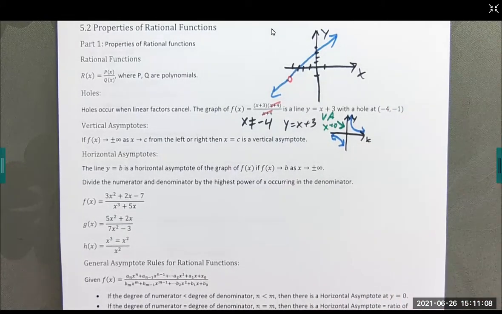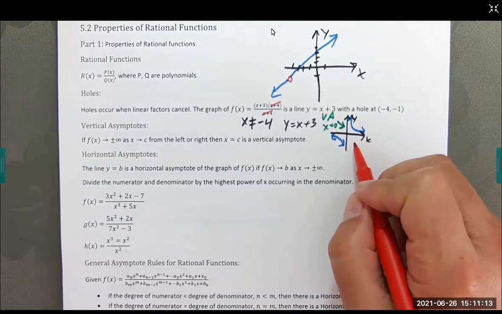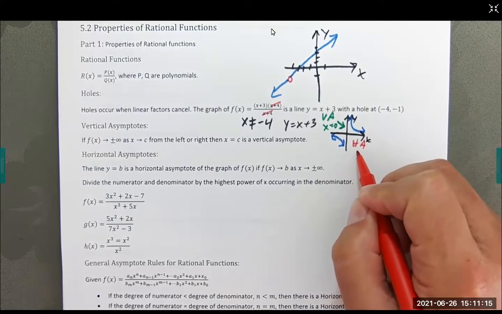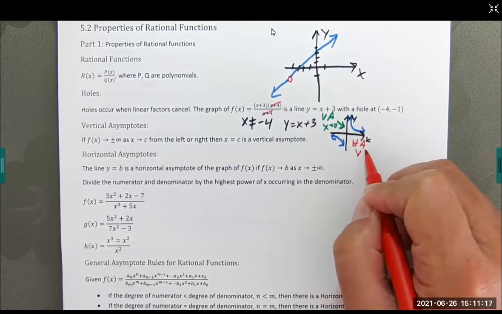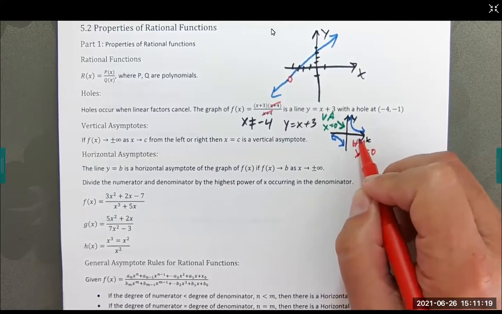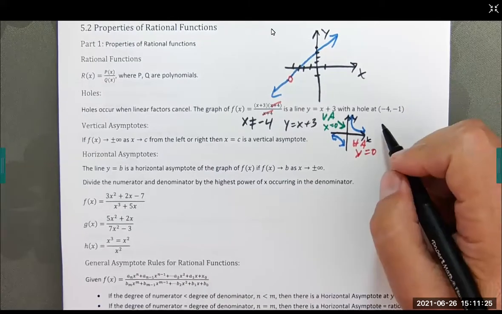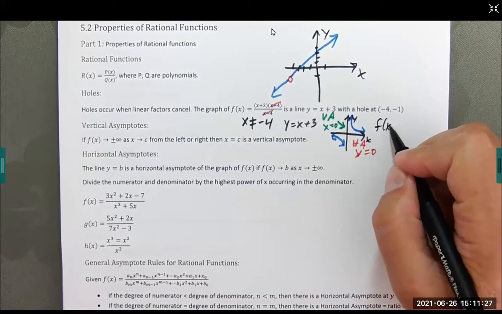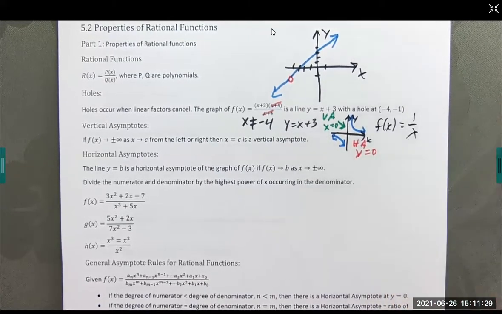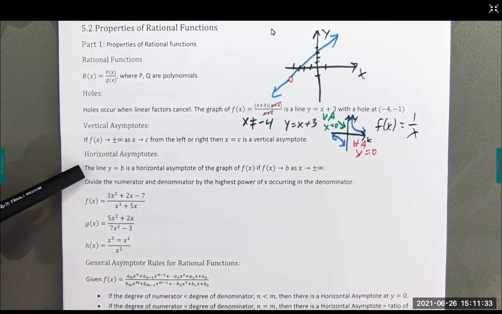So I want to point out that there's a horizontal asymptote at y equals 0. That's the x-axis for this particular graph. And just FYI, this graph is f of x equals 1 over x. All right, so those are horizontal asymptotes. We'll talk more about those in a moment.